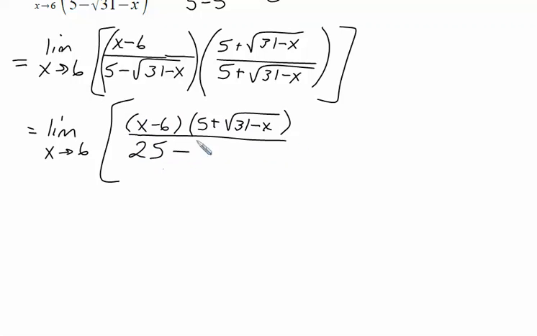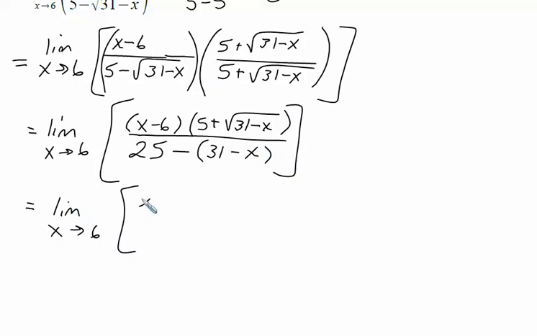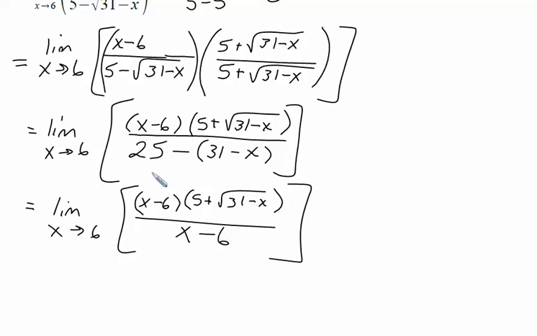It's a difference of squares, so it's going to be 25 minus the quantity 31 minus x. This is going to be the limit as x approaches 6 of, rewrite our numerator. Again, we just want to leave it as it is. We don't want to be messing with it at this point. The denominator 25 minus 31 is going to be a negative 6. The opposite of negative x is just going to be an x. Look, we have the common factor of x minus 6. Please cancel that while we still have the limit notation out front.